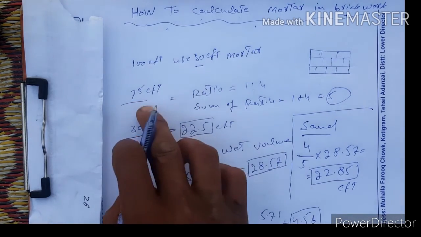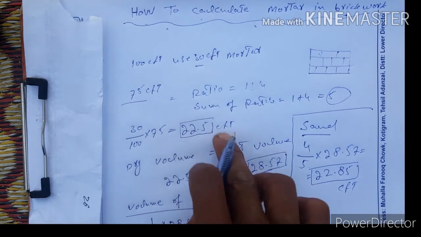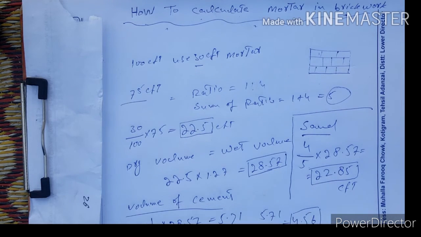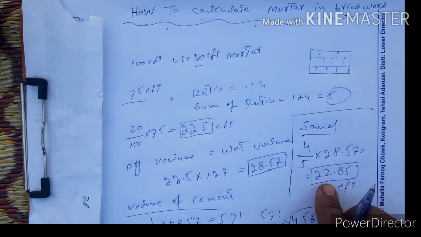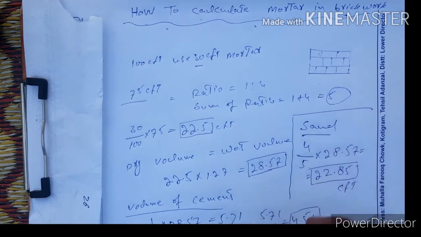For 75 safety brickwork, 22.5 safety mortar is used, with 4.56 bags of cement and 22.85 safety of sand.